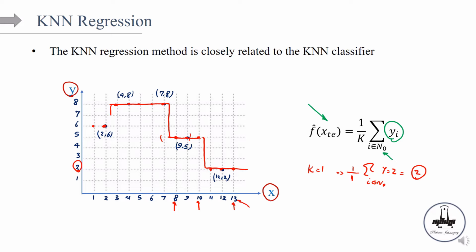So this is our regression line when k is equal to 1, right? Now, let's look at another example. What if k is equal to 2? For that, I'm going to use green. So if k is equal to 2.